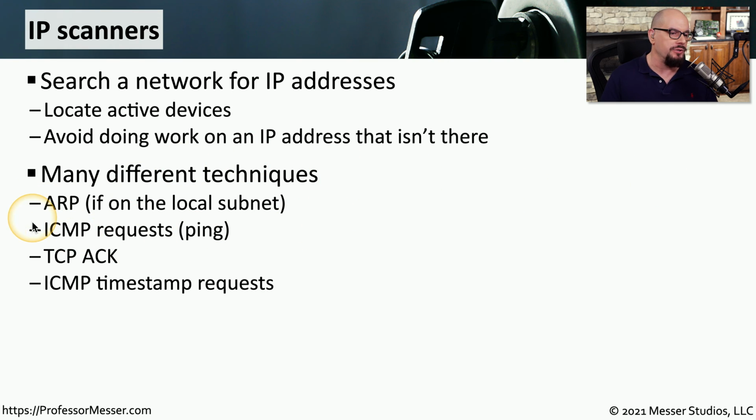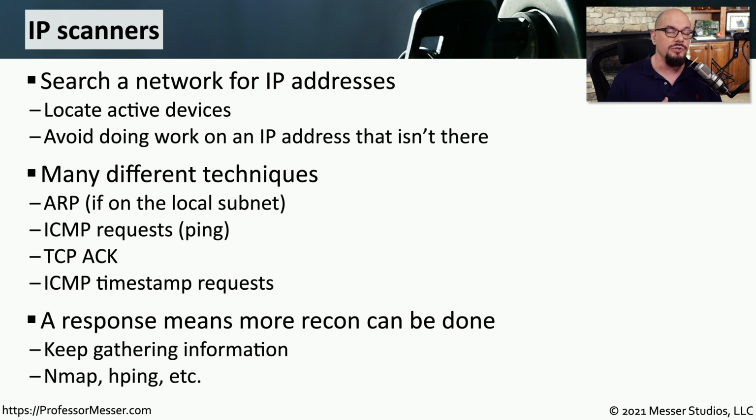These scanners might use ARP to find devices on your local subnet, but if you're trying to scan outside of your local subnet, you may be using ICMP, TCP acknowledgments, ICMP timestamp requests, and other techniques that can help you identify and then scan devices on the network. If these tools identify a device that happens to be active on the network, you can then choose another tool to provide even more reconnaissance after the fact.